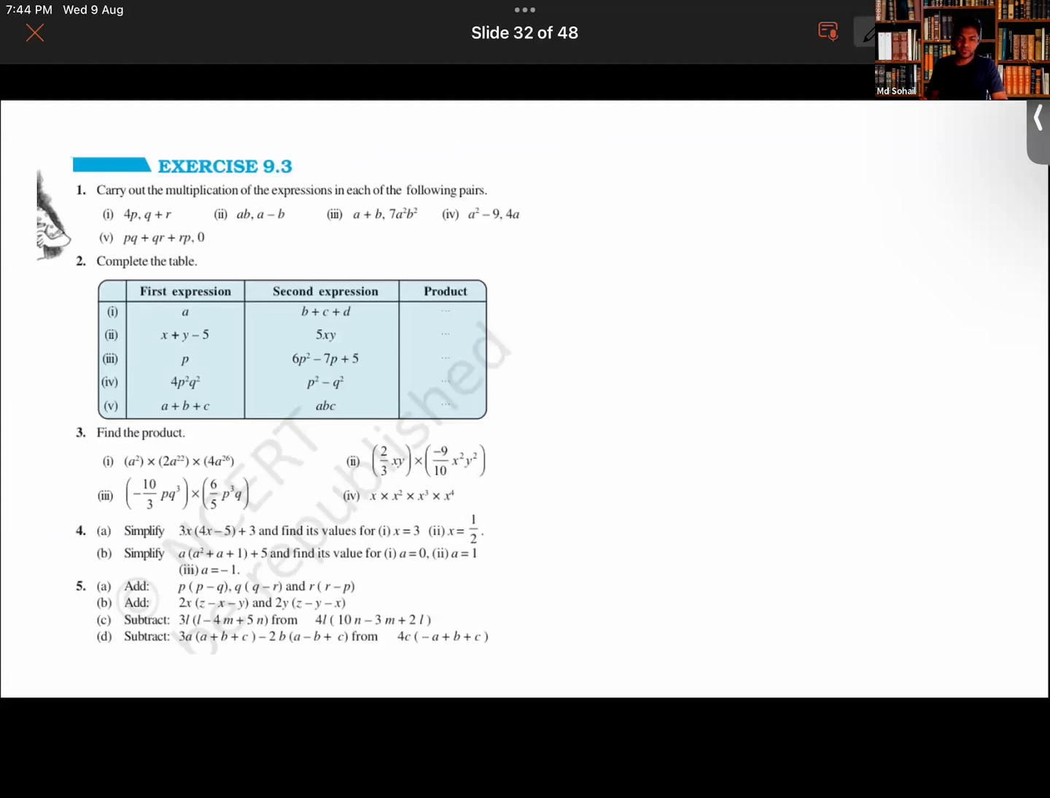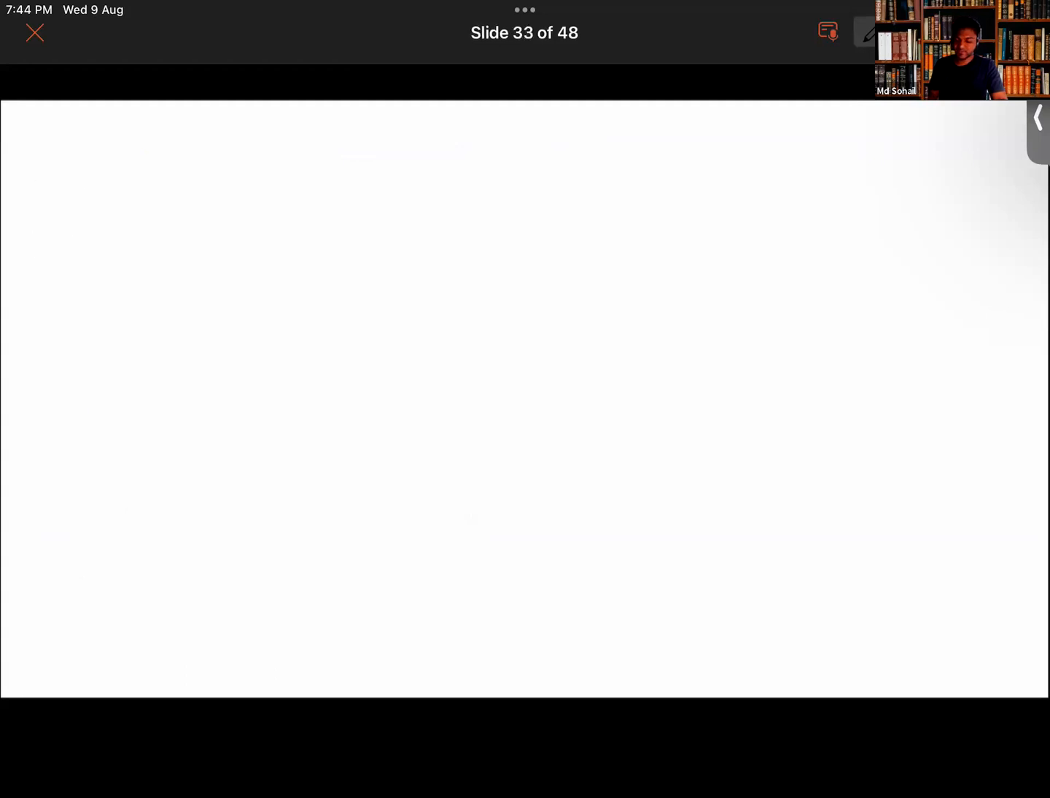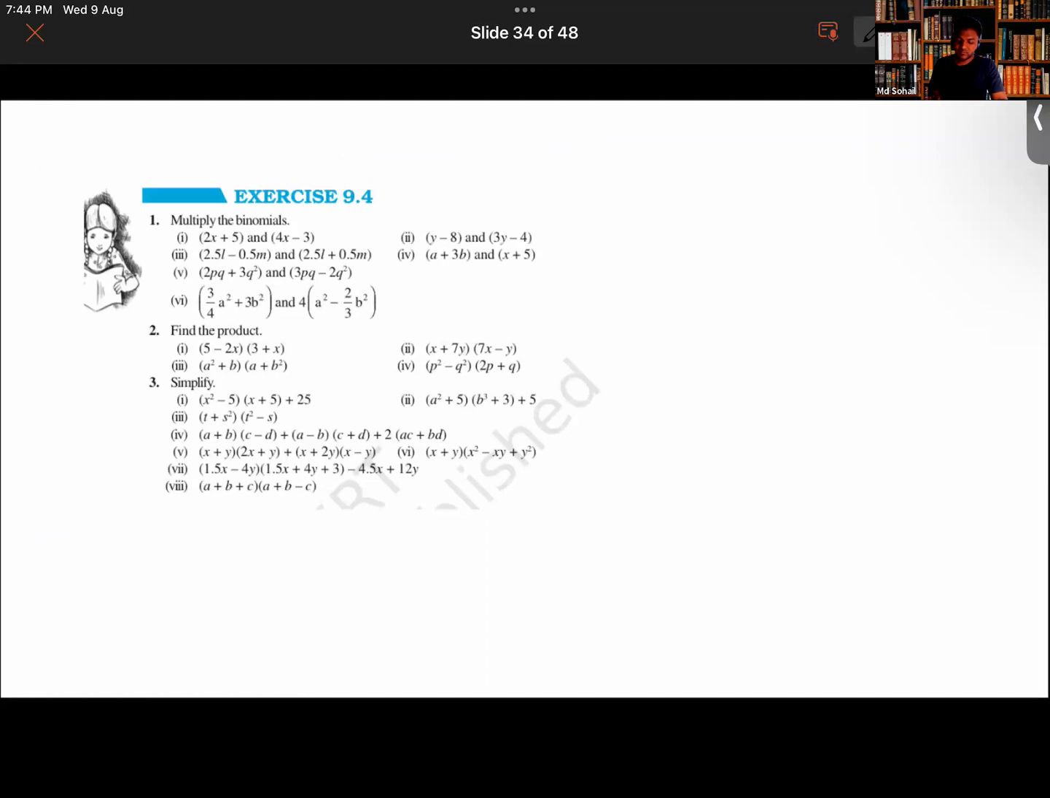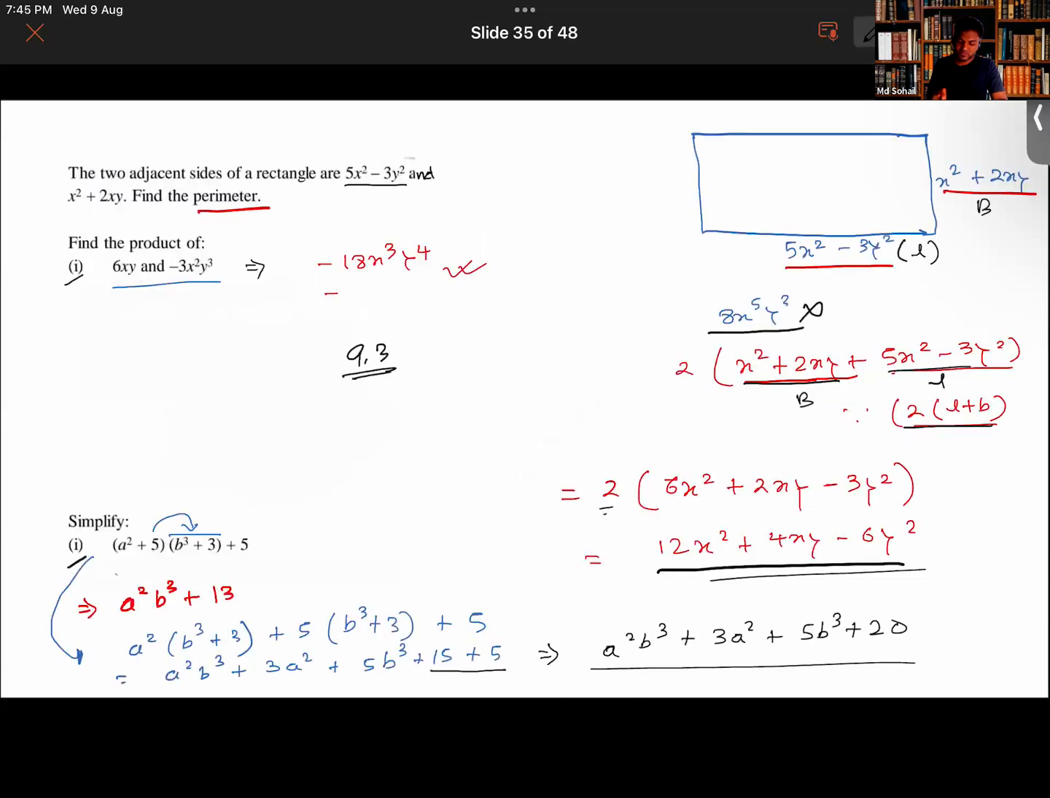And then simplify by putting the values. In fact, we discussed some of the questions in the class. 9.4, that is also simple. Simply you have to simplify here, right? Especially in the third one, you have to just simplify, right? So it is similar to this question. How did you guys simplify this one? Getting it?